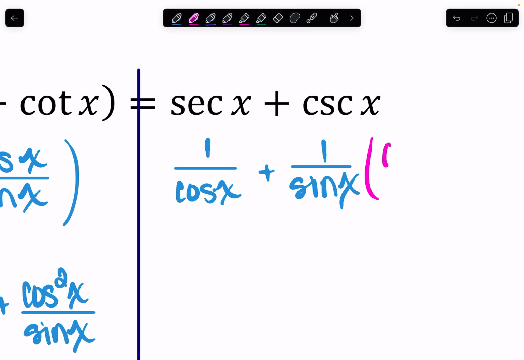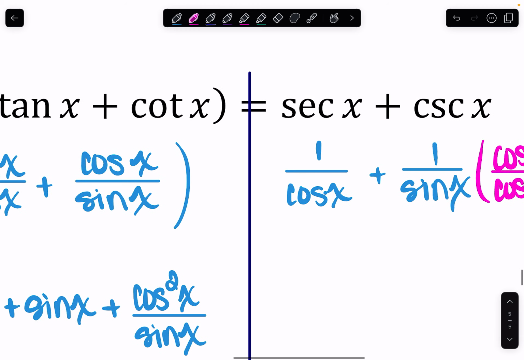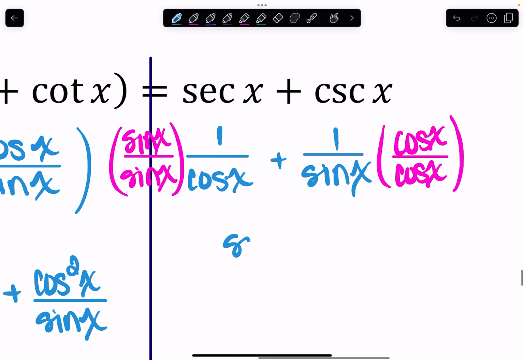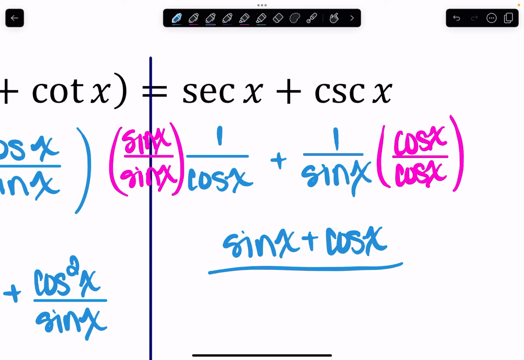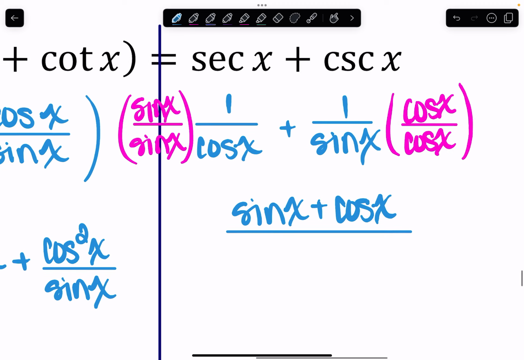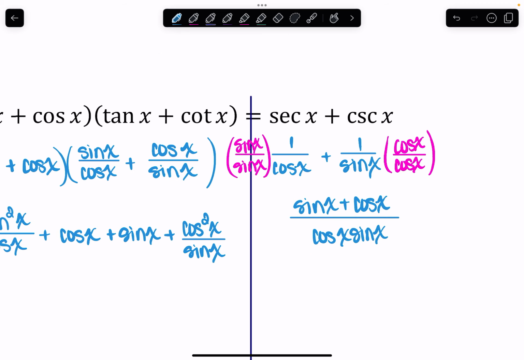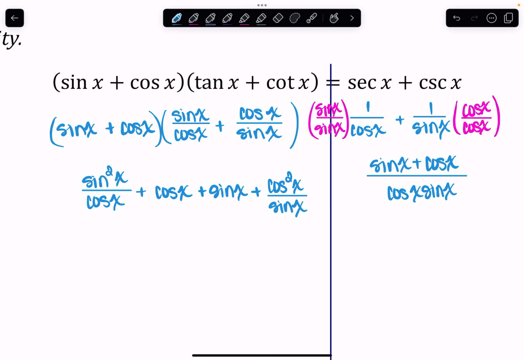I'm going to go cosine over cosine. And then I'm going to do the same thing back on the other side as well. So that's going to be top. That's going to give us sine of x plus cosine of x over cosine times sine. So I got this side down to a single fraction, so let's go do the same thing here.